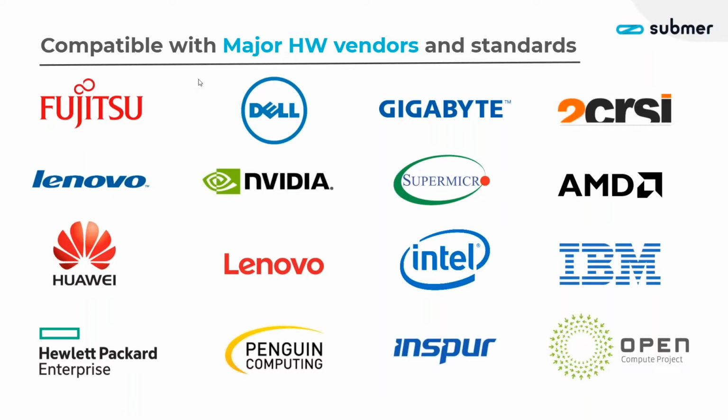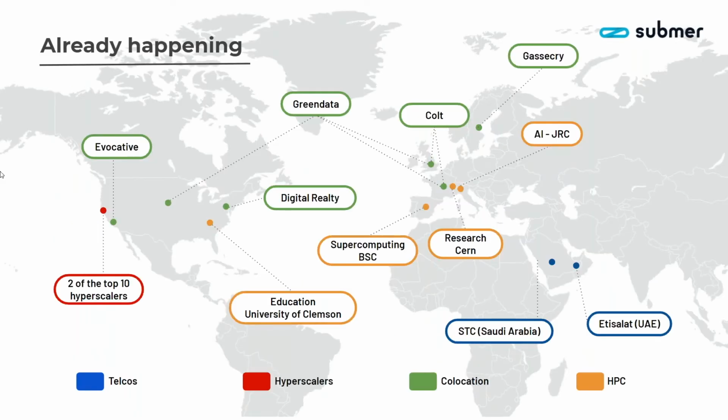As I mentioned before, all these solutions are compatible with major hardware vendors, starting from NVIDIA, Fujitsu, Lenovo, Intel, you name it. There are lots of them, and we are compatible with these vendors. As you can see from this map, we're already in a number of data centers around the world, and we move from hyperscalers to hypercomputing centers, co-location, and also telecommunication centers all around the world.